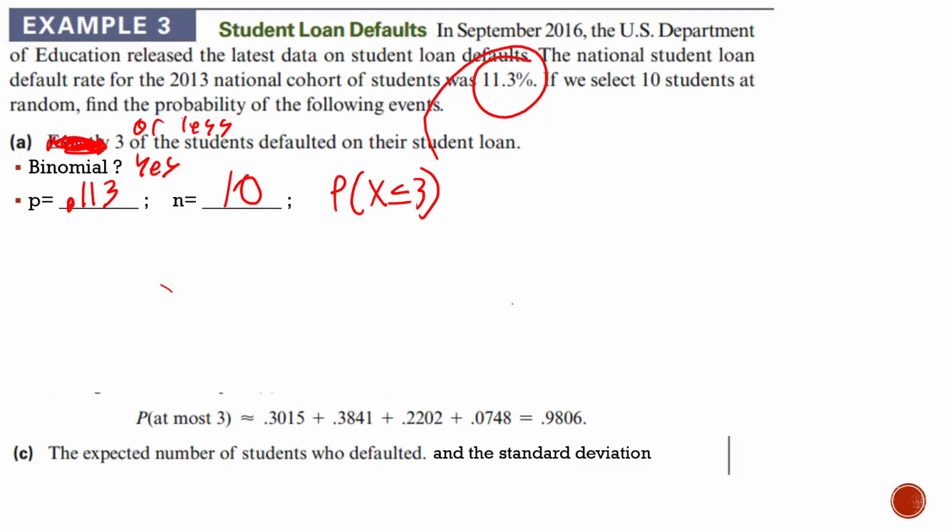We don't have a formula for this, and there really isn't one, but we can break this down. Let's just go through the possibilities. We can find out each possibility individually. So if X is less than or equal to 3, our possibilities are that X is equal to 0, 1, 2, or 3. So we have to find out each of these separately.